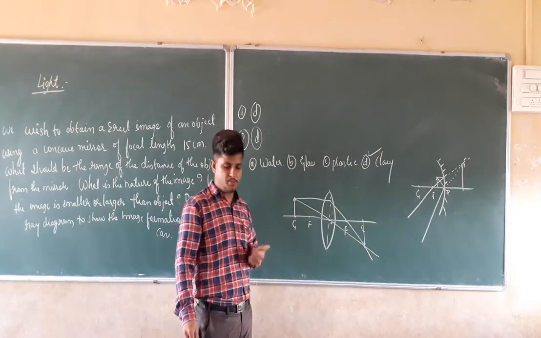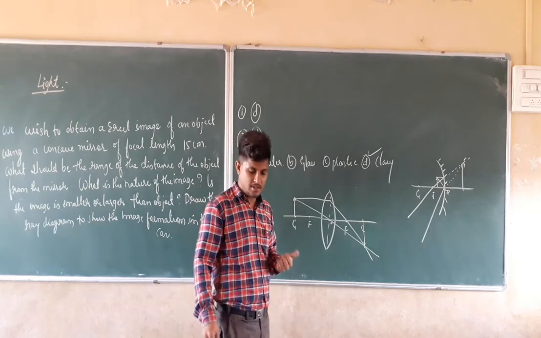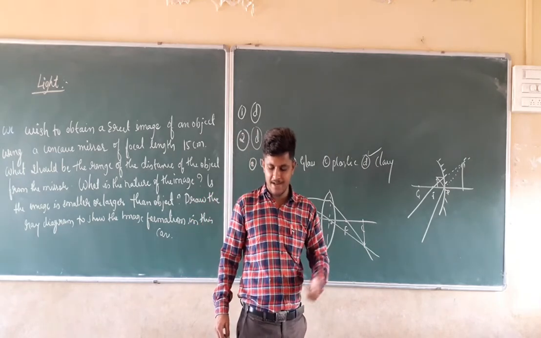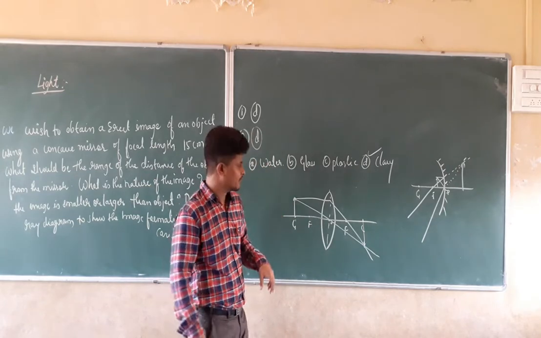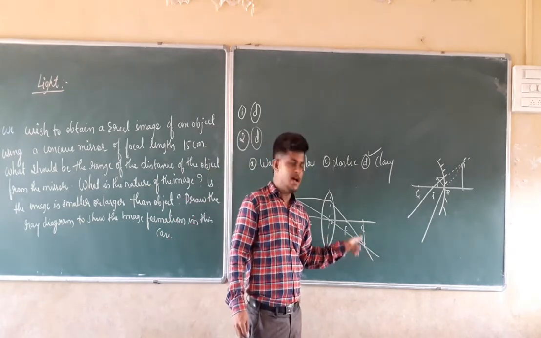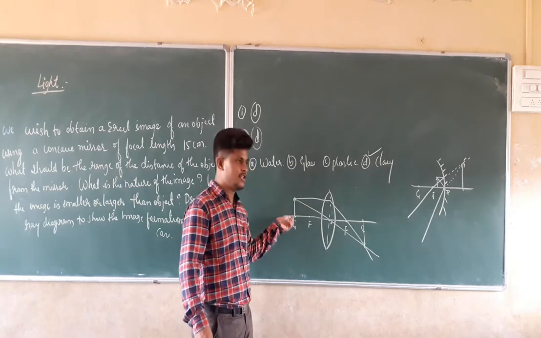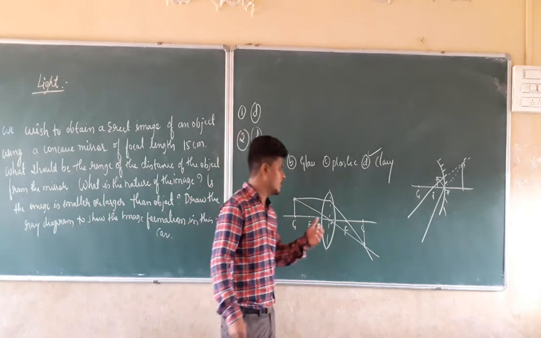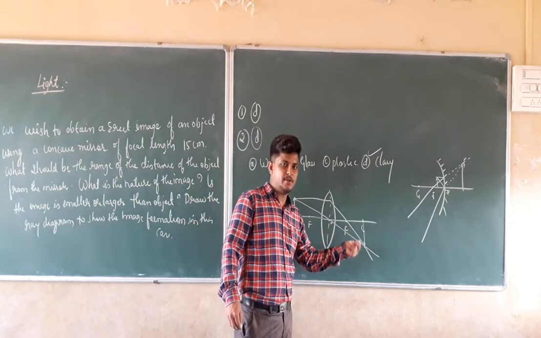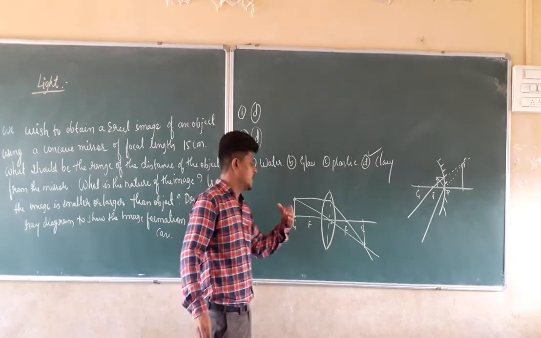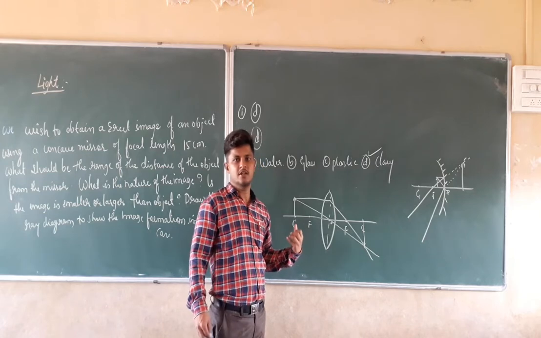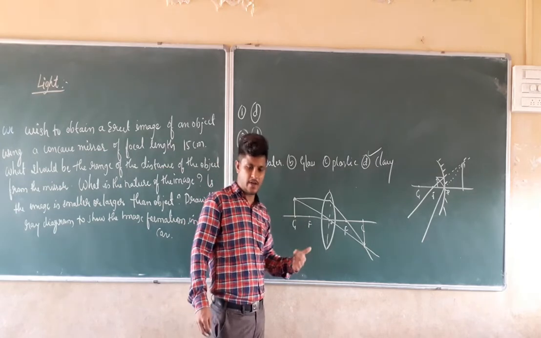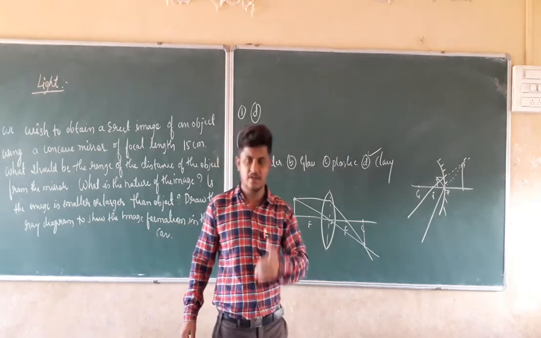So if we see the problem statement here, where should an object be placed in front of a convex lens to get a real image of the size of the object? Here the image is real and the size of the image is equal to the size of the object. We get this when you keep the object on the C itself. So our answer should be on C. Now we are going to check the options given in your textbook.